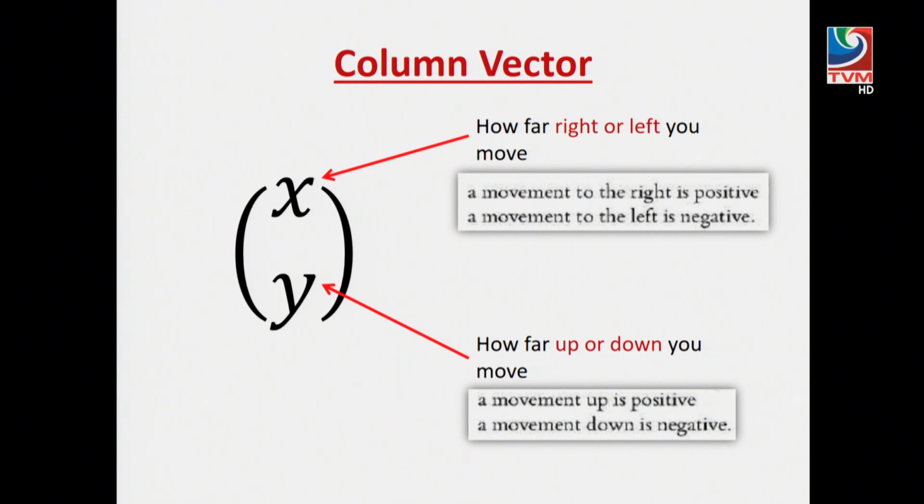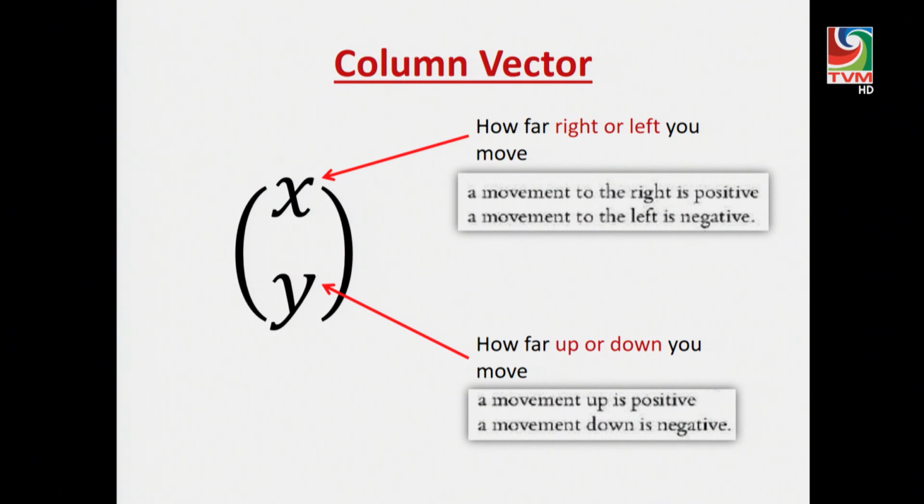Now, our movement to the right is positive. That means, if the first value given here is positive, you have to move the object to the right. If this value is negative, move the object to the left. Now, the second value indicates whether you are going to move the object up or down. That is also a movement up is positive.